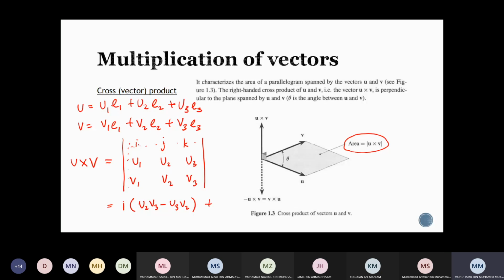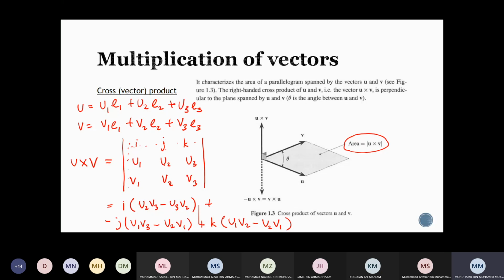Plus yang J pula. So J times, so yang tengah ni dia minus. Okay, so determinant ni patutnya korang lebih tahulah sebab saya dah lama tak pakai, tak kira manual. So we have U1 V3 minus U2 V1, and then plus K, U1 V2 minus U2 V1. Okay. So this is how you find cross product punya vector.